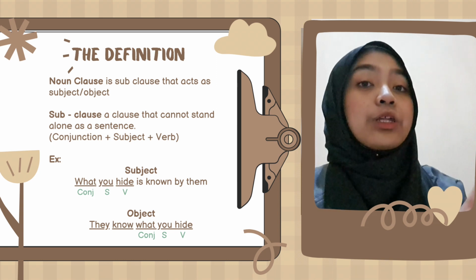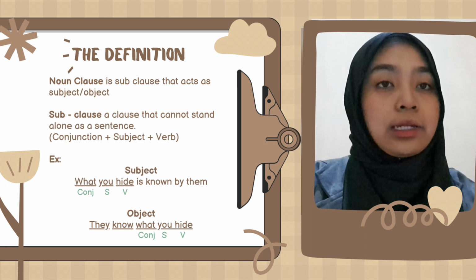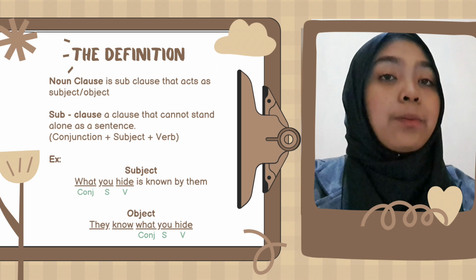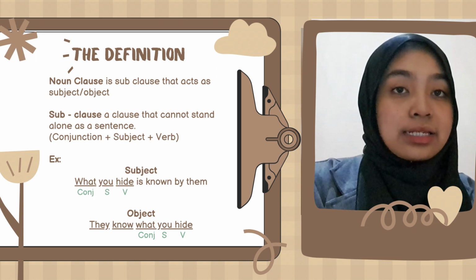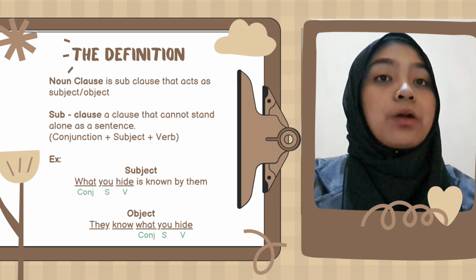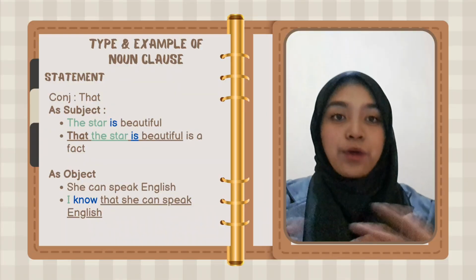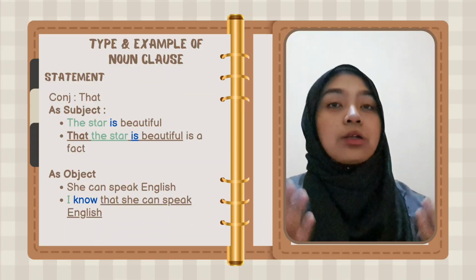it is called a subclause. And for the object, I have a sentence: They know what you hide. It is similar to the previous example, but I put what you hide at the end of the sentence, so it is called a subclause as object. So let's continue to the types and examples of noun clause.